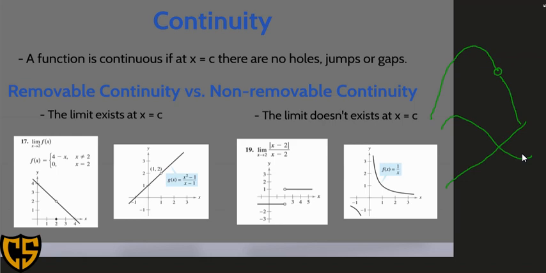So if, for example, you have a discontinuous function, there are two types of discontinuity. So we have discontinuity here, not continuity: removable discontinuity and non-removable discontinuity.